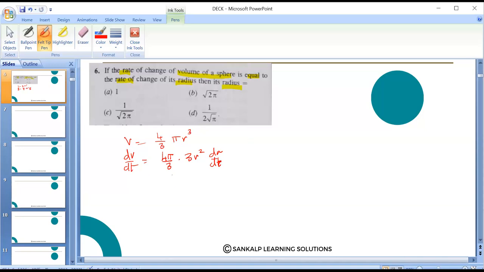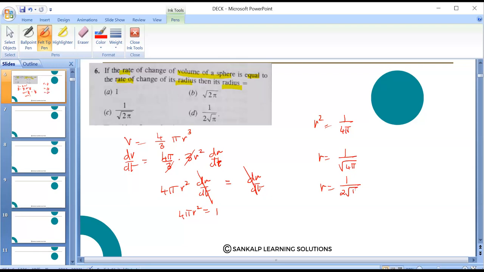So this rate of change of volume, you can cancel these two. 4 pi r squared dr by dt is equal to rate of change of radius. So dr by dt will cancel. 4 pi r square equal to 1. R square is 1 by 4 pi. R is 1 by square root of 4 pi. That is, R is 1 by 2 root pi. So in this way, option D is the radius.